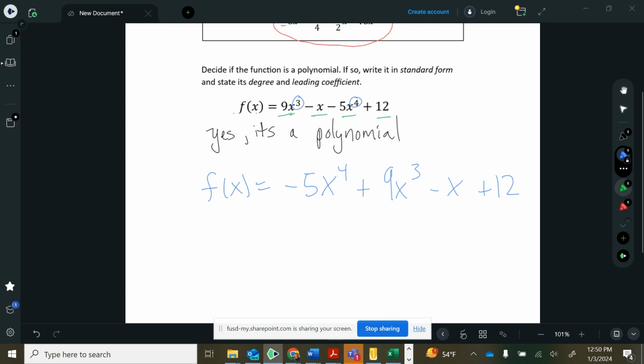And now let's identify the degree and the leading coefficient, which at this point are going to be easy to do. Degree, I'll abbreviate it with the D. Degree is always the largest exponent, which we already found was a 4. And the leading coefficient, which I'll abbreviate here with LC, is the coefficient in front of the x with the biggest exponent. So once it's in standard form, that's going to be this first number. And we're done.